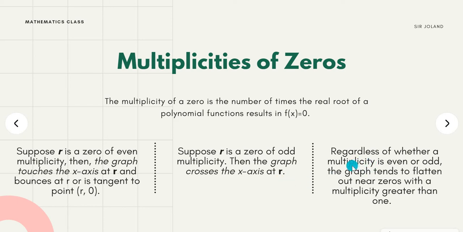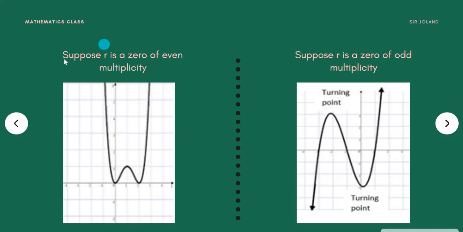And then, last is, regardless of whether a multiplicity is even or odd, the graph tends to flatten out near zeros with a multiplicity greater than 1. So, yun yung magiging concept natin or magiging scenario natin sa pagka-graph, no? So, it's either even multiplicity or odd multiplicity. Okay, so, by illustration, ganito siya para mas maintindihan niyo.